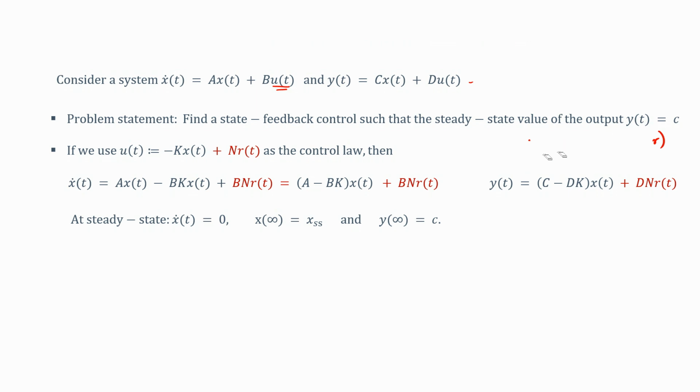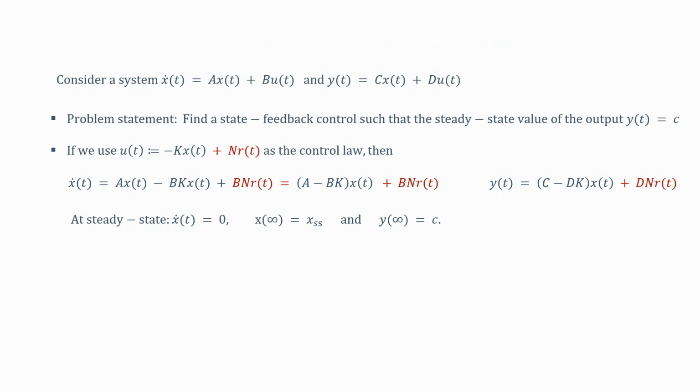At steady state, x dot will be 0, because it is steady state: x has settled down, and there are no changes in x anymore. So x dot will become 0. Let us assume that the steady state value is xss, and we want the output's final value to be c. Remember what I am doing: I want my output to be c as t tends to infinity. That is why I am analyzing x dot equal to ax plus bu at t tending to infinity.